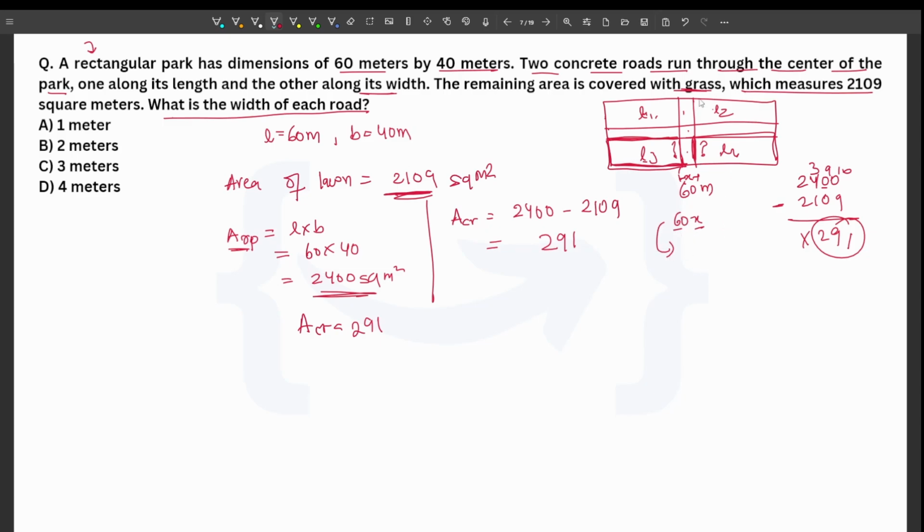Similarly, if you see the vertical rectangle, which is this one, you know the breadth of it, which is 40, but you don't know the x. So it will become 60x and 40x, as you can figure out from the diagrams. So you have the area of the crossroads, which I found in a horizontal manner and in a vertical manner. It comes as 60x plus 40x is equal to 291.